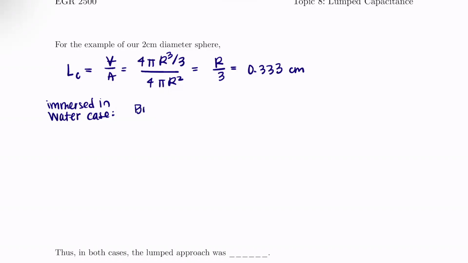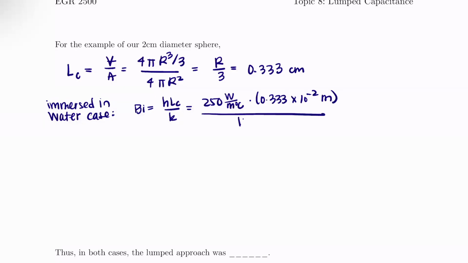All right, so when we had our immersed in water case, our Biot number is hLc over k. So we have 250 watts per meter degrees C times 0.33 times 10 to the minus 2 meters divided by 111 watts per meter degrees C, which gives us 0.075, which is, of course, less than 0.1, so we are good.